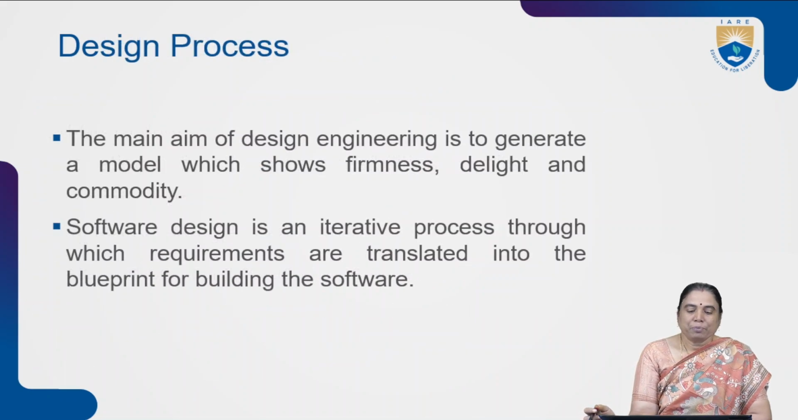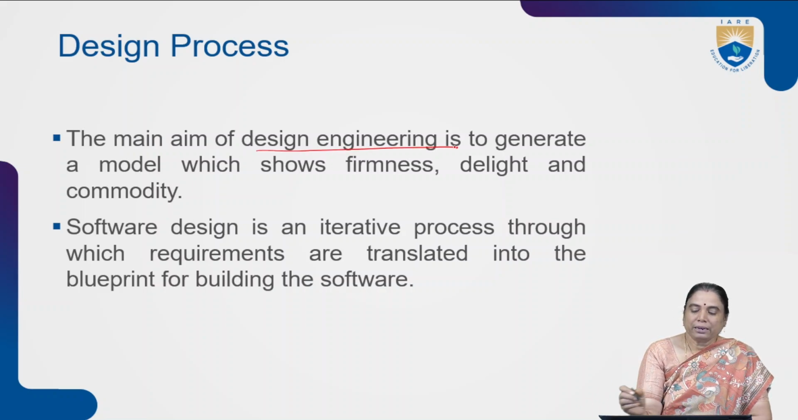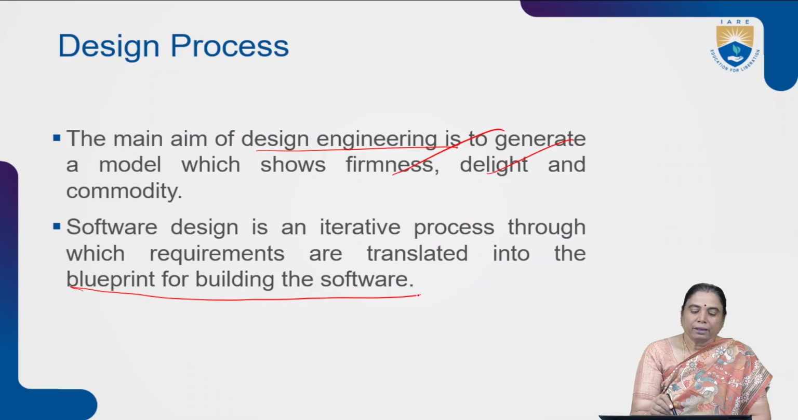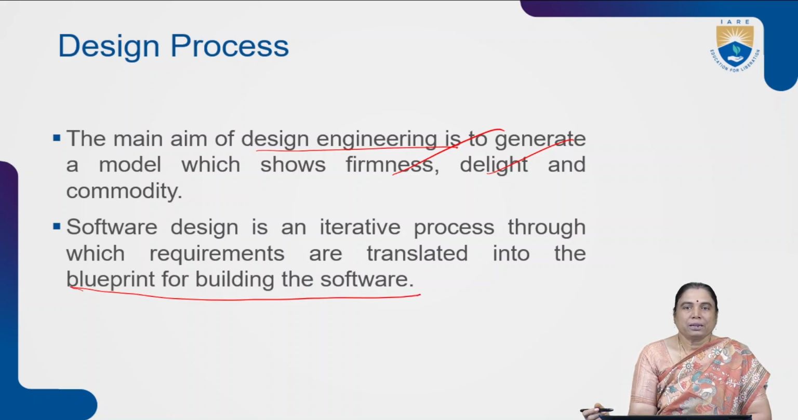In the general design process, the major aim of design engineering is to generate a model which shows firmness, delight and commodity. Software design is an iterative process through which requirements are translated into a blueprint for building the software. So we pictorially model the functionalities or the features of the system with the design process.